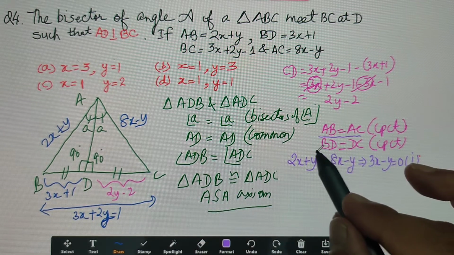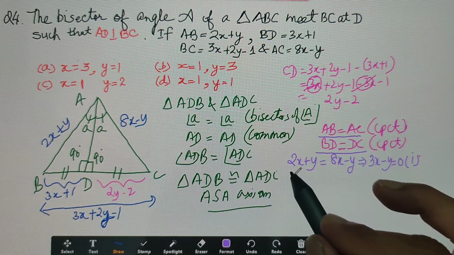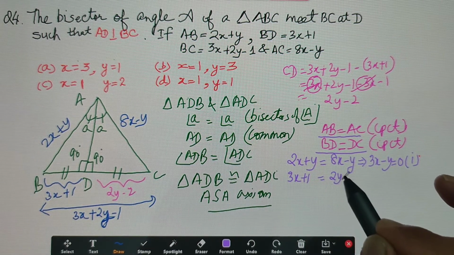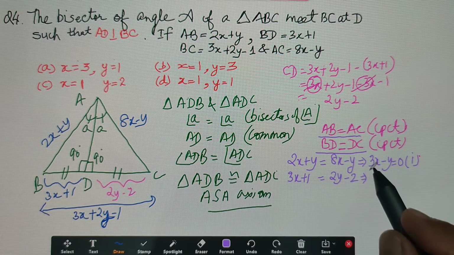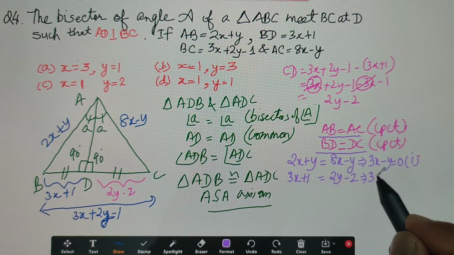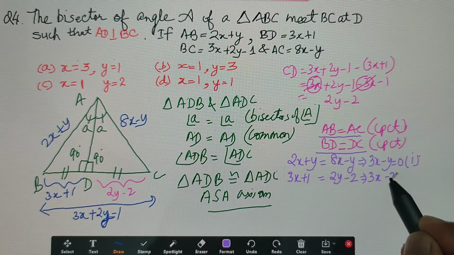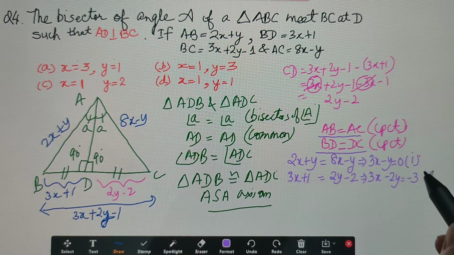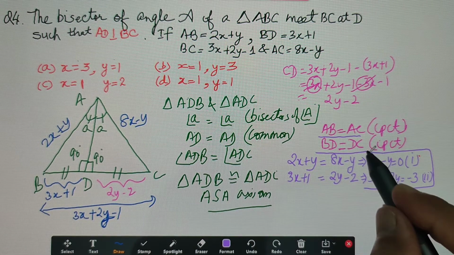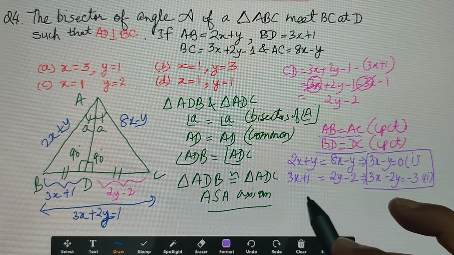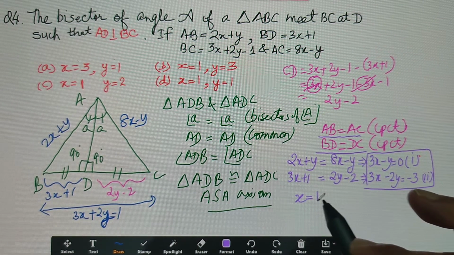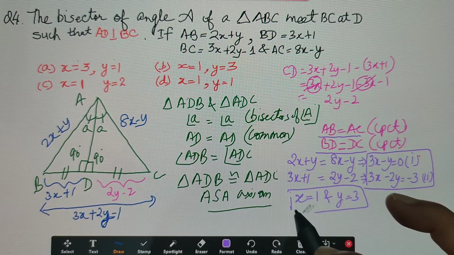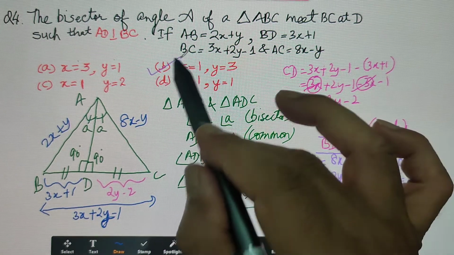And in the second case where BD is equal to DC, we are going to get 3x plus 1 is equal to 2y minus 2. Solving it further, we are going to get the second equation as 3x minus 2y is equal to minus 3. And this is the second equation. Now we are going to solve these two simultaneous equations. We are going to get the value of x as 1 and the value of y as 3. So option B is the correct answer.